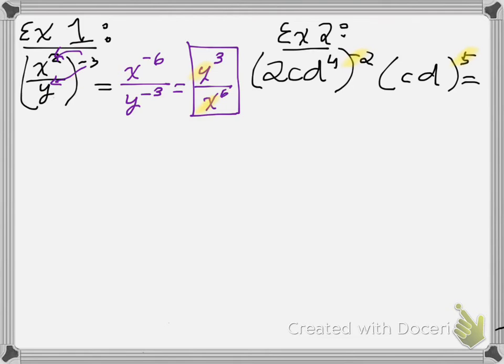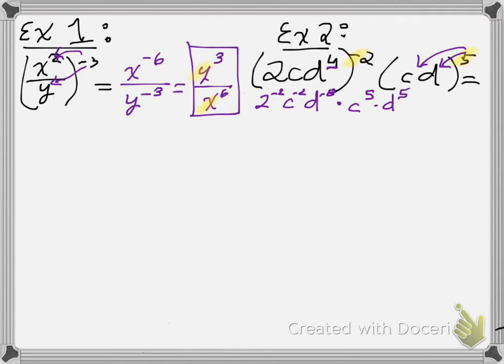So kind of systematically going through, I should have 2 to the negative 2 power, c to the negative 2 power, and then d, the 4 times negative 2, so negative 8 power. So this exponent of 4 is only applied to the d. It's not with any of the other variables or numbers, so it's only being multiplied at that point. Okay, so that takes care of that first set of parentheses. So then times, I'm distributing now the 5 into the c and to the d. So that would be c to the 5th times d to the 5th.